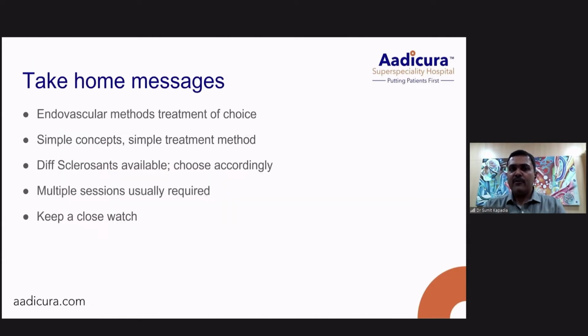So at the end, a few take-home messages that I would want to give you. Endovascular treatment methods are very effective for these low-flow malformations. It's based on very simple concepts, and the treatment method is also simple. There are different sclerosants available, and we have to choose accordingly. We must inform our patients that multiple sessions would be required, and we as well as patients need to keep a close watch on how they behave.